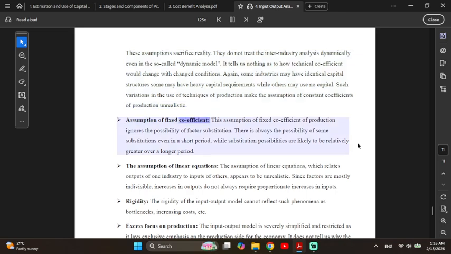Assumption of fixed coefficient. This assumption of fixed coefficient of production ignores the possibility of factor substitution. There is always the possibility of some substitutions even in a short period, while substitution possibilities are likely to be relatively greater over a longer period.